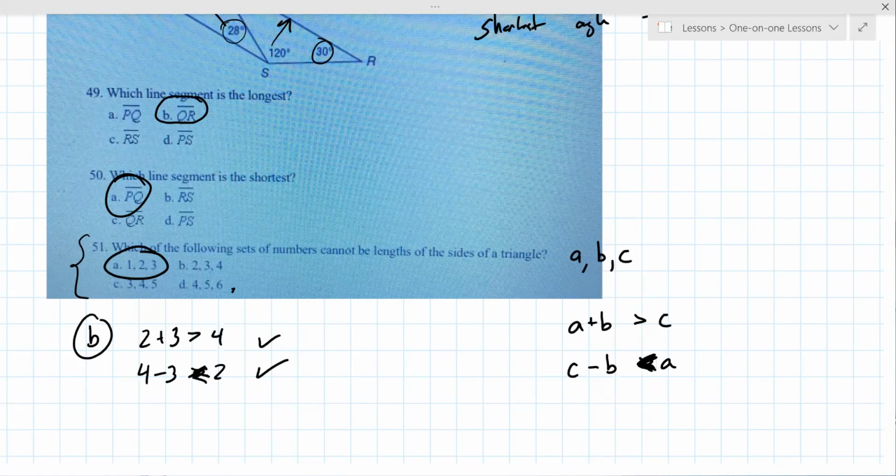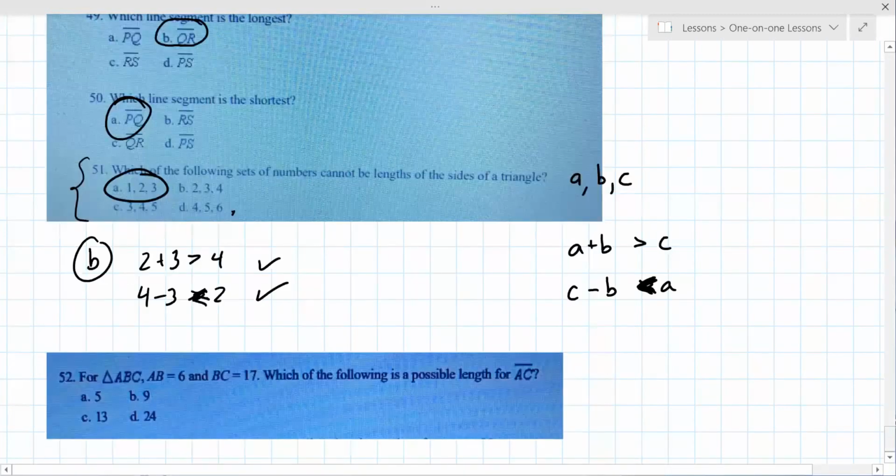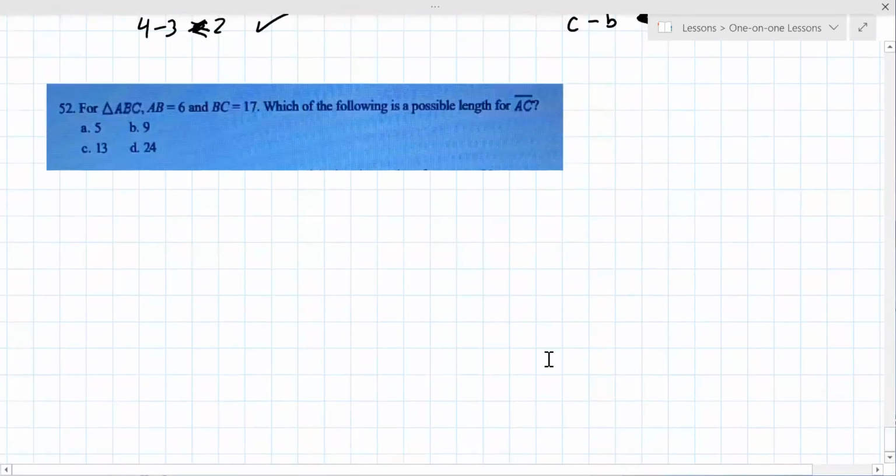Let's continue because there's obviously a lot more questions we can get through. I don't want to dwell on one question that may or may not appear on your test here. All right, for triangle ABC, AB equals 6 and BC equals 17. Which of the following is a possible length for AC?